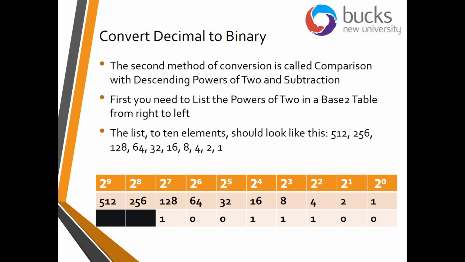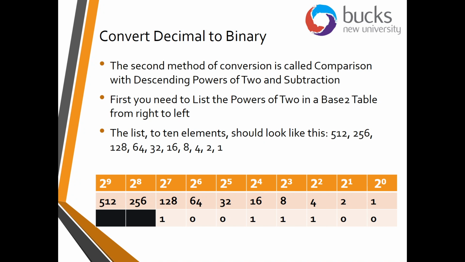So the next method of converting decimal to binary, the second method we're going to look at, is called comparison with descending powers of 2 and subtraction. So what you need to do first of all is list out the powers of 2 in a base 2 table from right to left, as we did before for the positional notation method. So this time I've got 10 of them. I've got 2 to the 0 all the way to 2 to the 9, which isn't too bad. You should be able to keep those numbers in your head fairly easily. So 1, 2, 4, 8, 16, 32, 64, 128, 256, and 512.